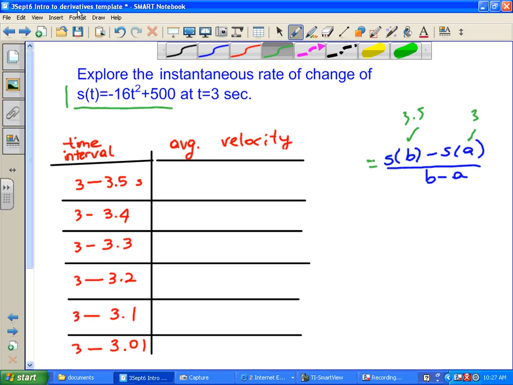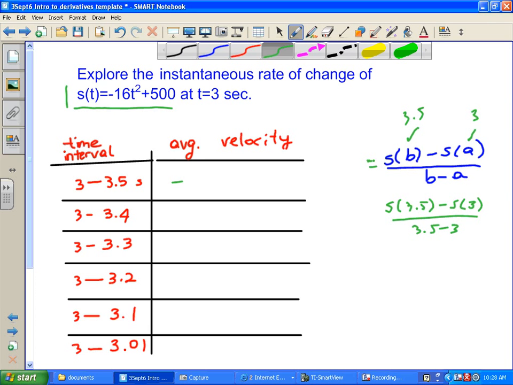Okay, so we spent some time trying to figure it out. For the first one, it was s of 3.5 minus s of 3 divided by 3.5 minus 3, or half a second. In that half a second, you find how much it traveled, and you take the ratio to see the velocity, the rate of change of distance per time. And what did you guys get for that?